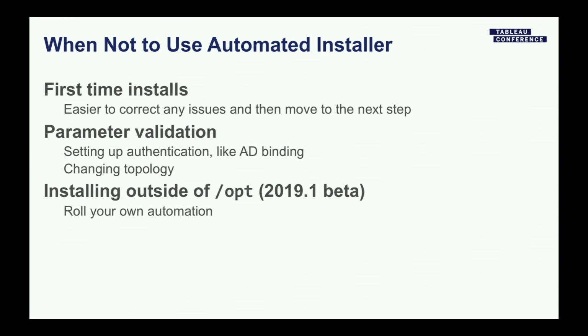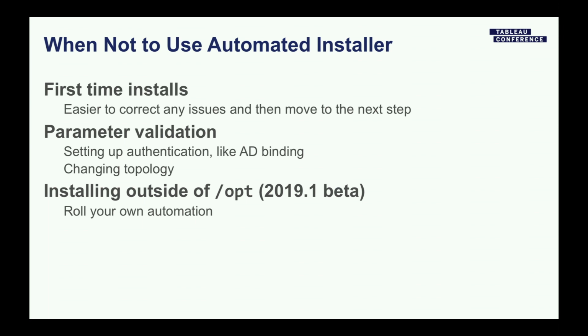If you're doing anything that requires parameter validation, for example, when you're setting up authentication, your AD binding, sometimes that can take a little bit of trial and error to figure out exactly what parameters you need for your directory service. And we provide tools within the TSM CLI that let you verify the mapping of parameters. So that's a lot easier to do manually. And once you've got it down in your configuration file, then you can use the automated installer.